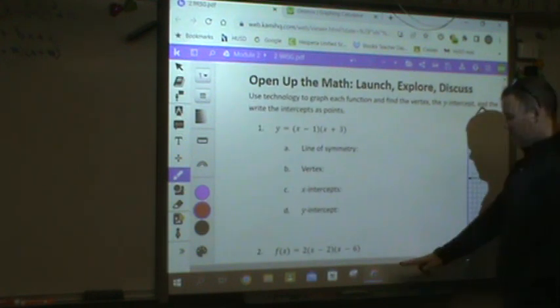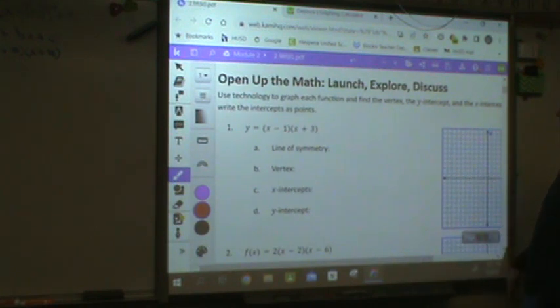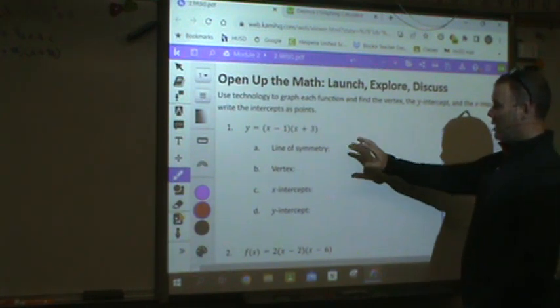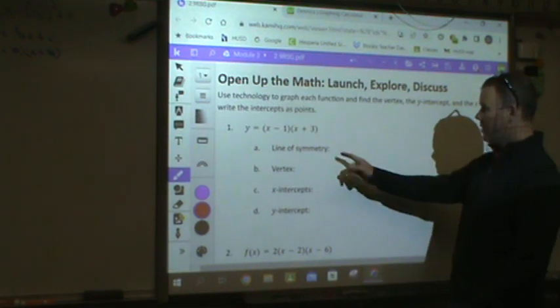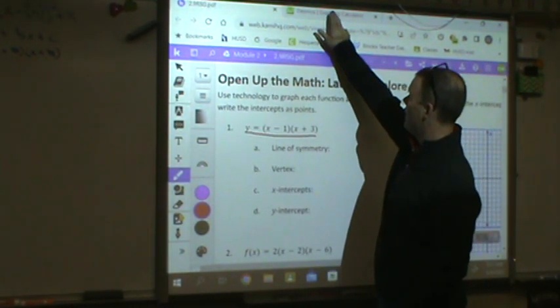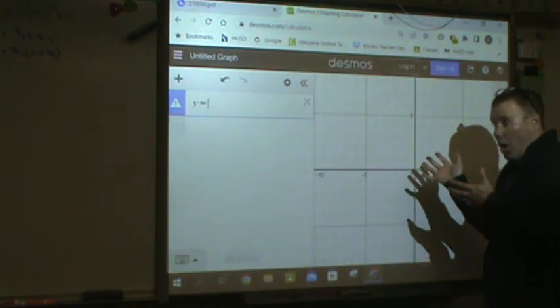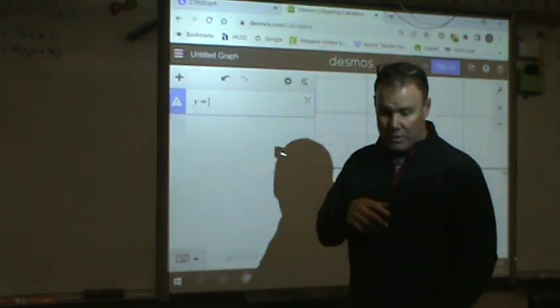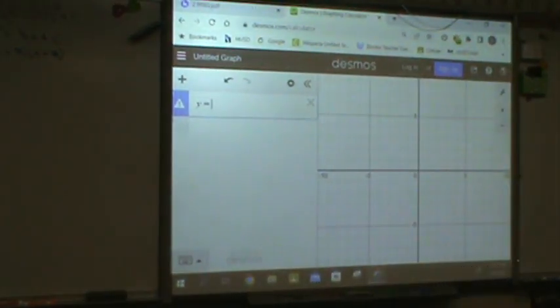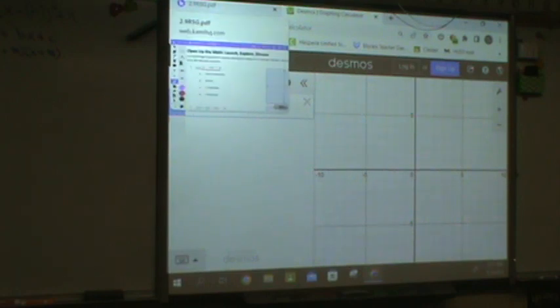Question number one says use technology to graph the function and find the vertex, y-intercept, the x-intercepts, and so on and so on. So for this first equation, you're going to use technology. I'm going to go to desmos.com. Shocker, I'm already there. If you need to pause it a second and find Desmos. Did you pause it? Good.